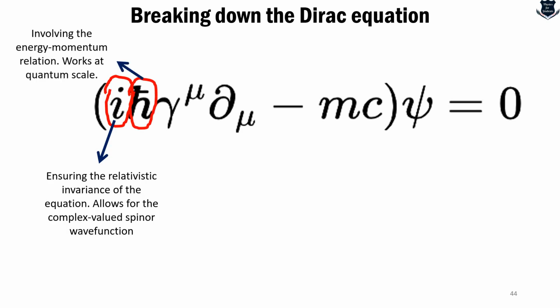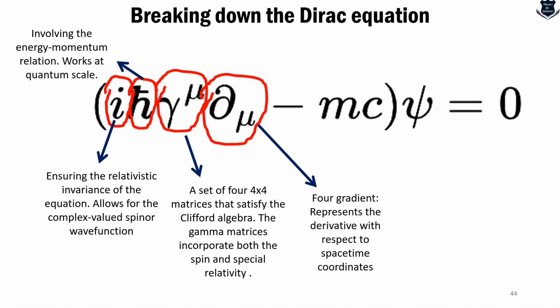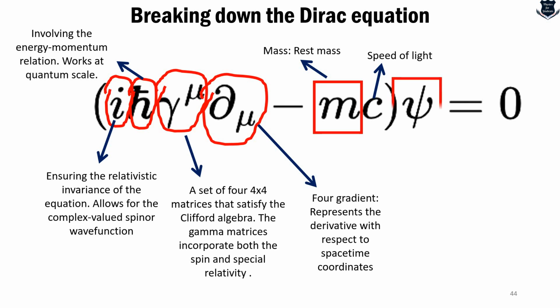This, you already know, is the reduced Planck's constant, and it works well at the quantum scale. This is something which we will take time to explore. Then there is a set of 4x4 matrices which obey Clifford algebra, and it incorporates both spin and certain aspects of special relativity, which will take time for me to explain. This ∂_μ is called the 4-gradient, and it represents the derivative with respect to the space and time coordinates. The m is the rest mass, and c is the speed of light.